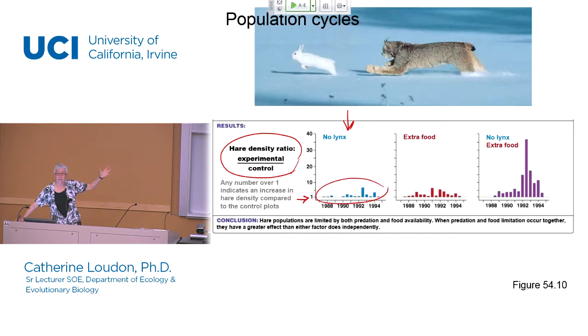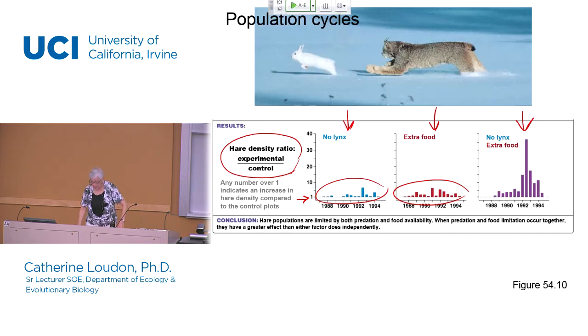So that suggests that yes, there is a response to predation. Going on to the next graph here, extra food. When there was extra food, this also resulted in an increase in the number of hares. So that suggested that yes, they were sensitive to food availability as well in terms of the population dynamics of the hares. And then finally, in the last plot treatment, you see the effects of both at the same time.